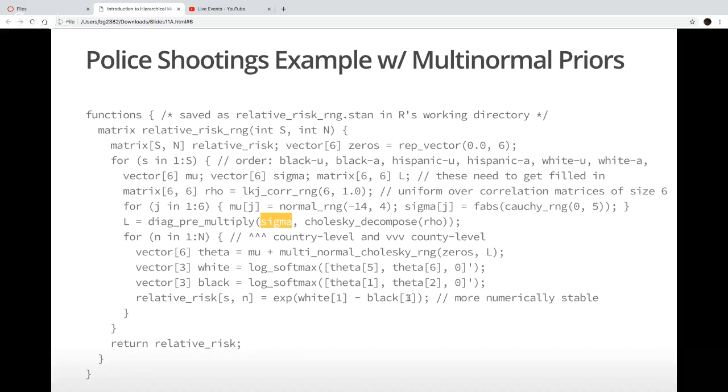This is corresponding to black unarmed. From the white unarmed one, take the difference between those 2 things on the log scale, anti-log it to get a relative risk, and stick that into the s-th row and column. Loop over all the counties, do that S times, and now you have a matrix of prior draws of the relative risk. Again, it's going to have a median of 1, but potentially a very heavy tail, allowing for the possibility that some counties may be much more likely to shoot someone unarmed if they're black than if they're white.